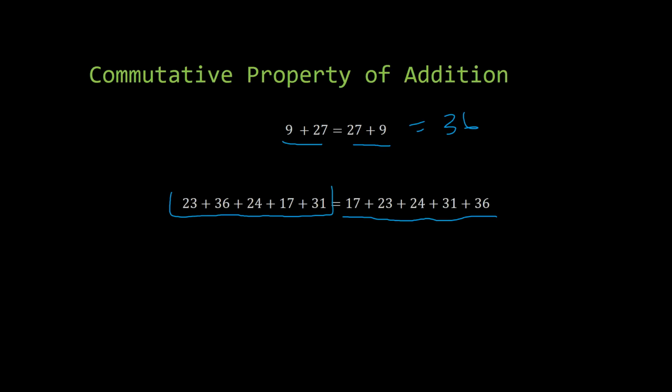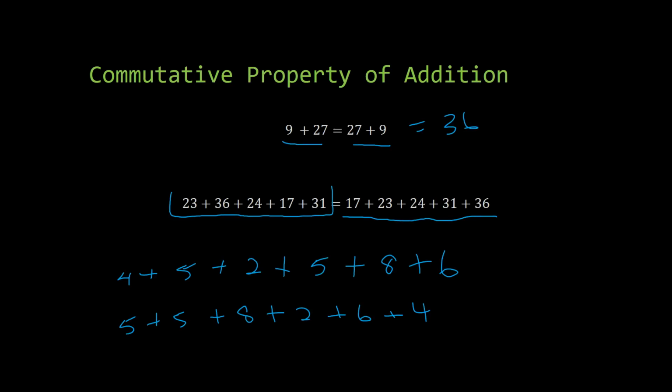Or let's say, for example, you have the numbers 4 plus 5 plus 2 plus 5 plus 8 plus 6. You can actually move these numbers around to make the additions easier. And watch how you do it. You simply say, okay, I could put the 5 plus the 5 here together, and I could take the 8 and put the 2 here after it, and then I take the 6 and put the 4 here after it. And notice what I did.